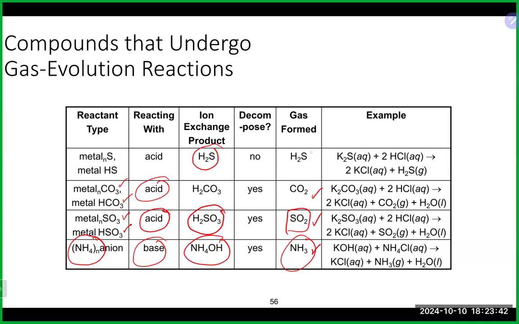And for us, those would be the only ones that you would be responsible to know off of this table. So again, carbonates leads you to CO2, sulfites basically leads you to SO2 gas, and ammonium will lead you to NH3 or ammonia. Again, you need to react the carbonate and the sulfite guys with acids. The ammonium needs to be reacted with a base, basically, and that will get you your guys there.